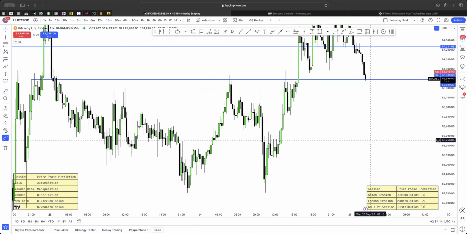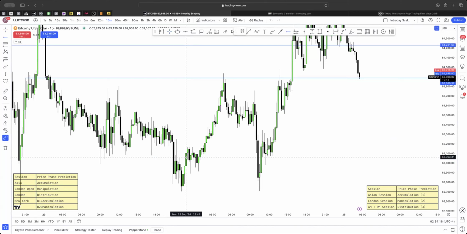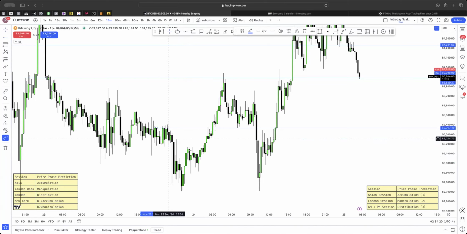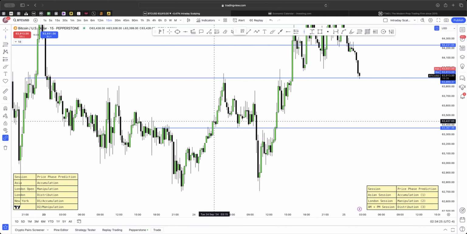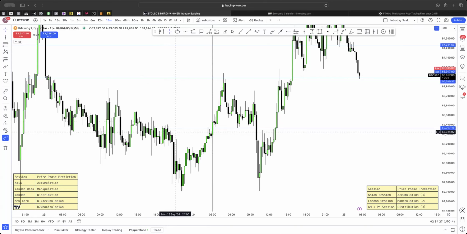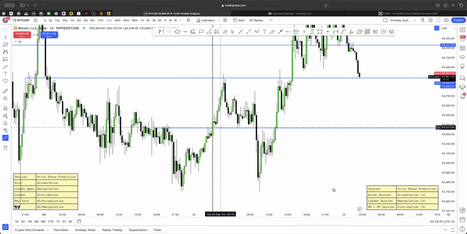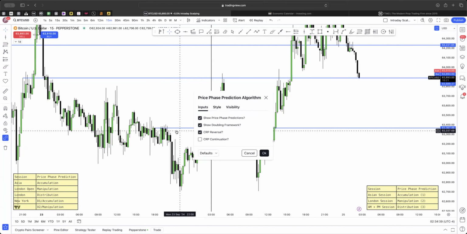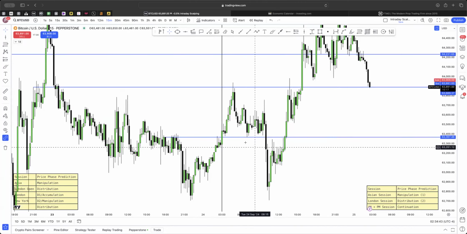So yesterday, on the 15-minute chart, take a look at the 6 o'clock open. What's your deadline? 3 o'clock. How many times did price close through the open? Zero times. So what is this? It's a CRP continuation. So now we'll input CRP continuation. Now what do we have?